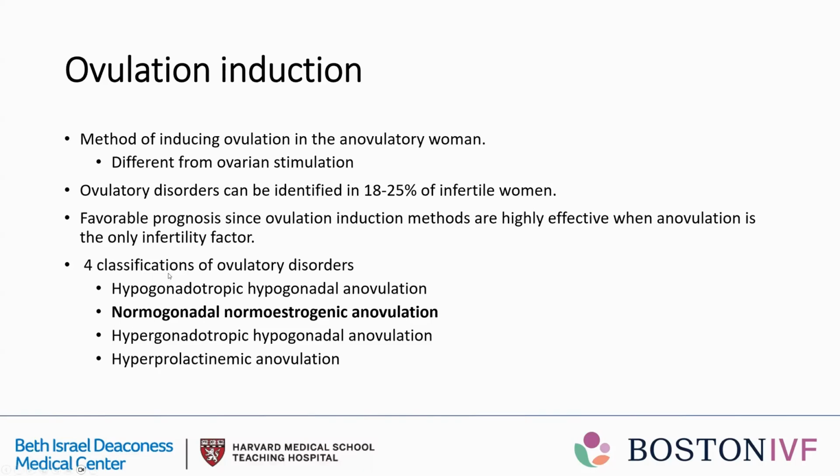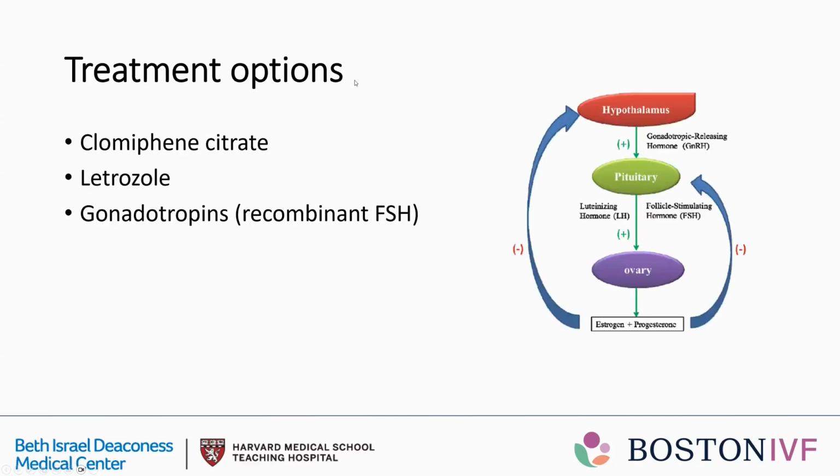There are 4 classifications for ovulation disorders. You have your hypogonadotropic hypogonadal anovulation, or hypothalamic amenorrhea patients. The normogonadal normoestrogenic anovulation, so that's mainly your PCOS group. The hypergonadotropic hypogonadal anovulation are your patients with POI, premature ovarian insufficiency, and then your hyperprolactinemic anovulation are your patients with hyperprolactinemia. I'm going to focus on the normogonadal normoestrogenic anovulation.